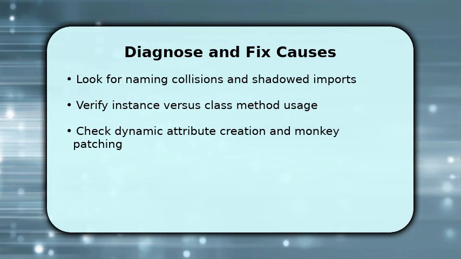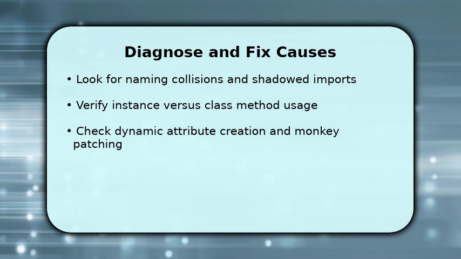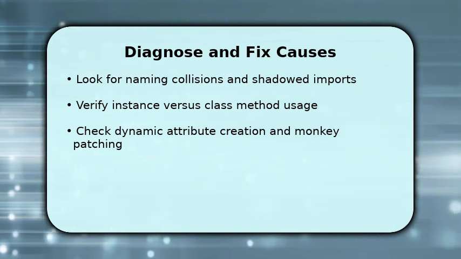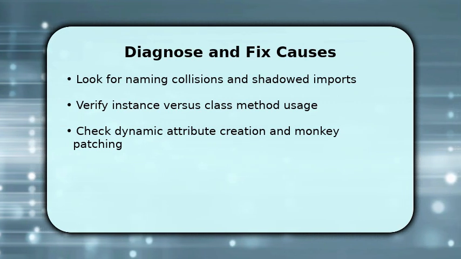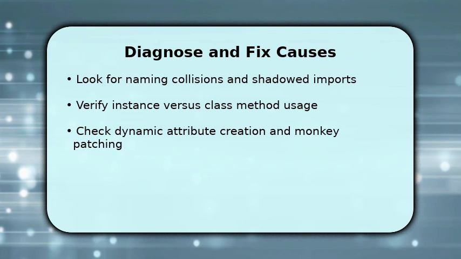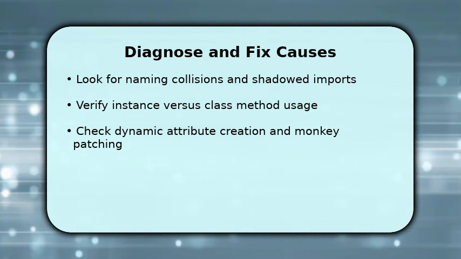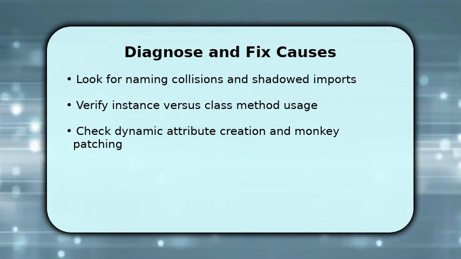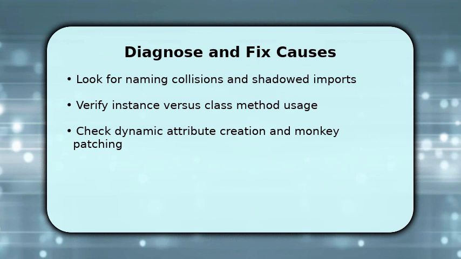When attributes are added dynamically, confirm they are set before use. Use logging or a quick debugger breakpoint to inspect state right before the failing call so you can change the flow or initialization order. You finish by applying the chosen fix and rerunning tests. Make sure the error no longer appears.